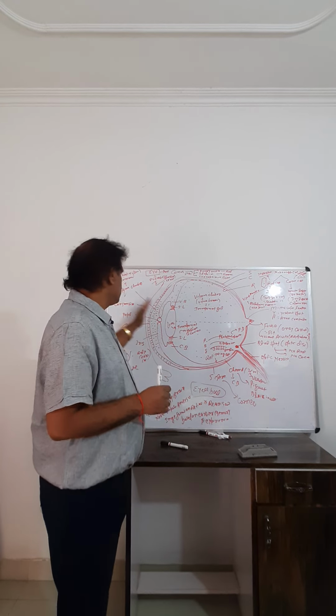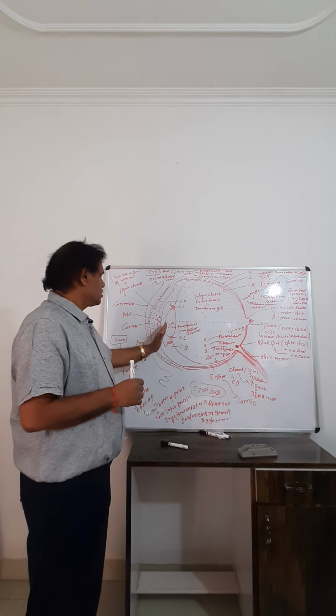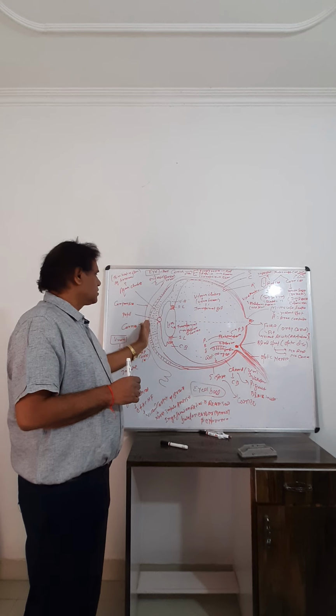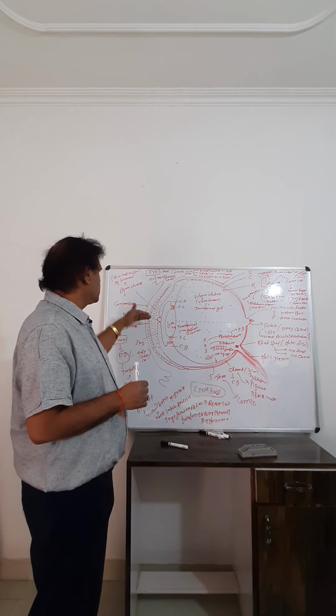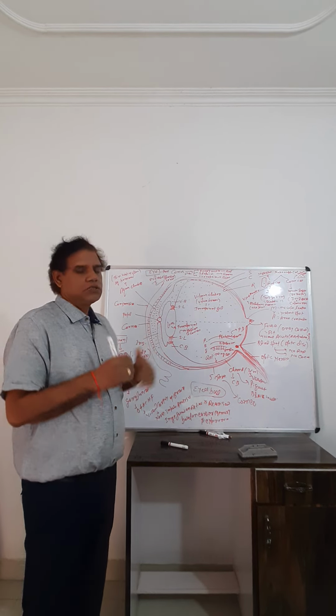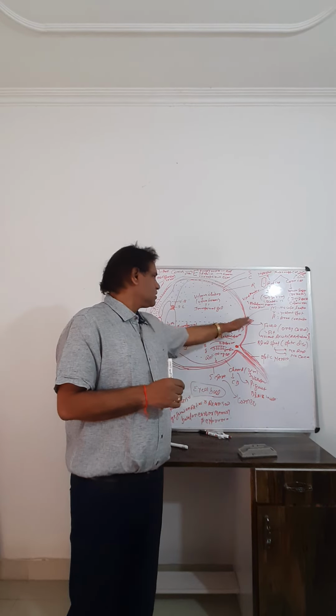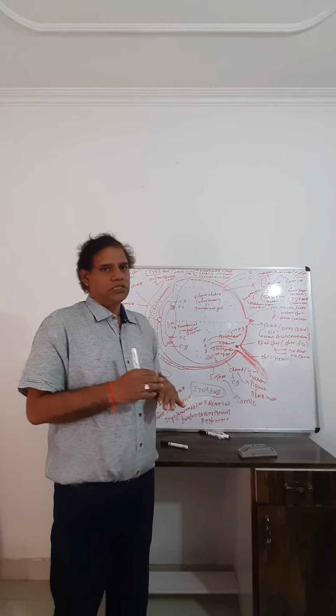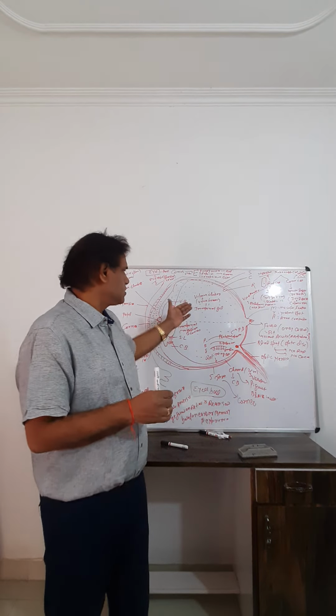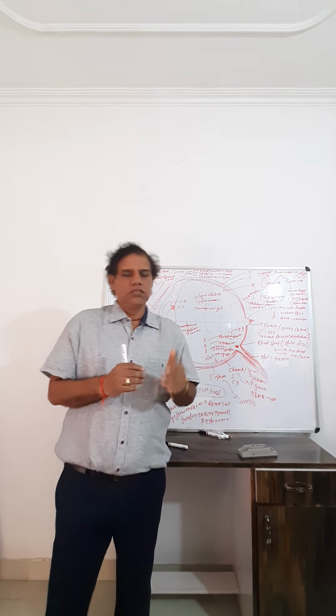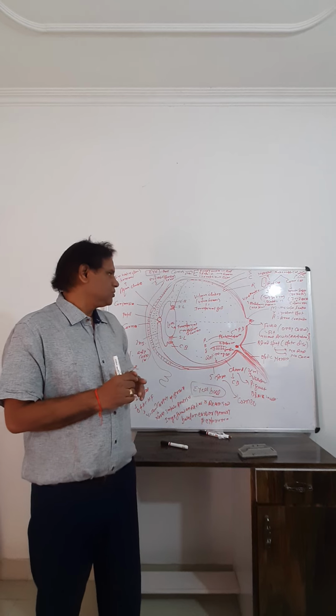The next are the chambers, the aqueous chamber and the vitreous chamber. Before the lens, there is a watery fluid in the aqueous chamber, and the fluid is called aqueous humor. Between the lens and the retina there is a transparent gel-like structure called the vitreous chamber, and its fluid is called vitreous fluid.